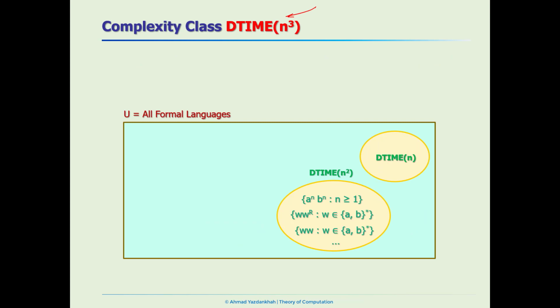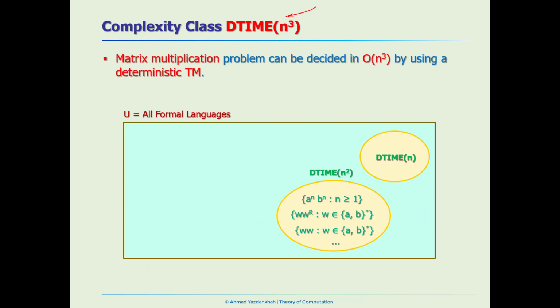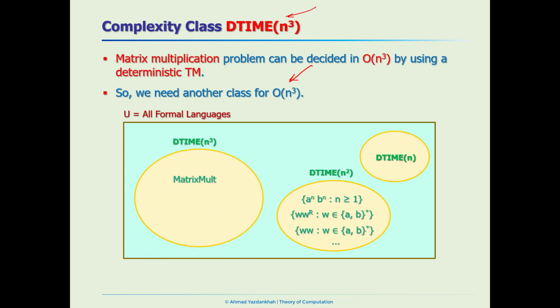So we need n cube, and probably the best example would be handling a matrix multiplication. It needs n cube. So we put the matrix multiplication here, and we can continue this, right? We can continue this for big O of n to the 4, to the 5, and in general n to the k.